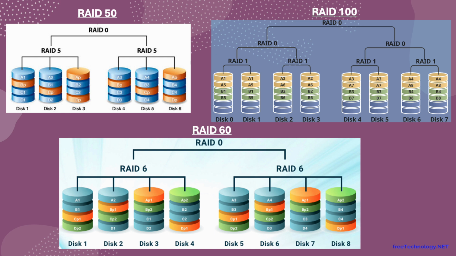RAID 100 also requires a minimum of 8 disks, with 4 RAID 1 arrays, 2 combined RAID 0 arrays with 2 sets of RAID 1 arrays, and a single combined RAID 0 array with 2 combined RAID 0 arrays. In RAID 100, the storage utilization is only 50%.